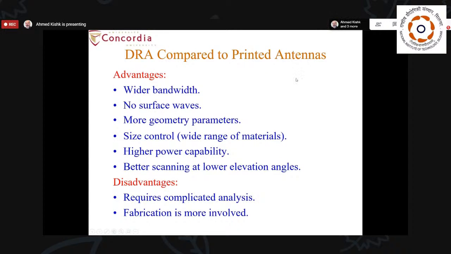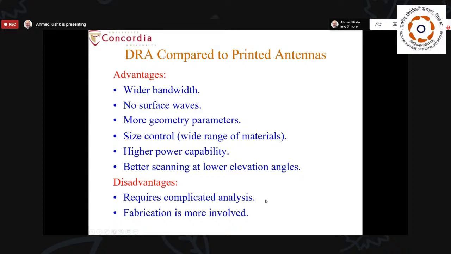So compared to the printed antennas, the advantages are wider bandwidth, no surface waves, more geometry parameters, size control with a wide range of materials, high power capabilities, and better scanning at lower elevation angles. But the disadvantage, as we know, is that it requires more complicated analysis.